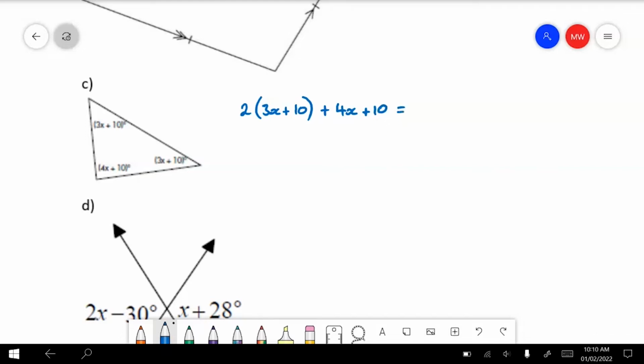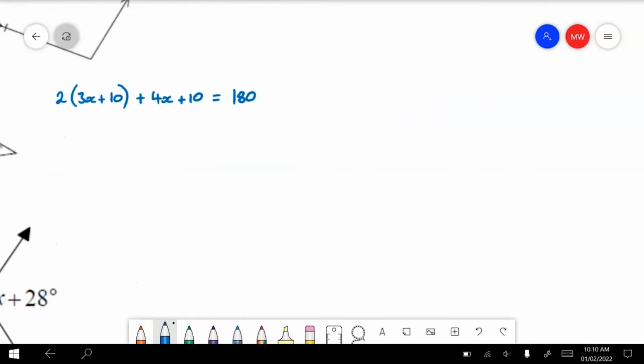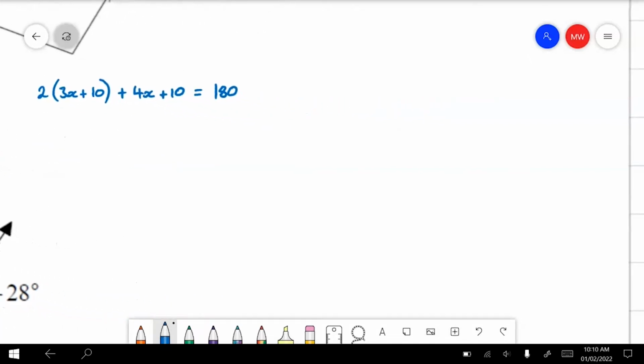And that is going to add to give me 180 degrees. Now I'm going to switch off the geometry and just ignore it. So I can even hide that. And now this is just straight algebra. I'm just going to expand, collect my like terms, and simplify for x. So 2 times 3x makes 6x, 2 times 10 makes 20. I've still got my 4x and my 10.